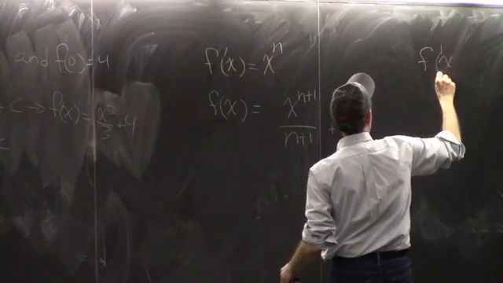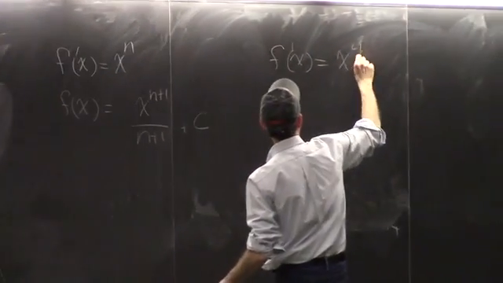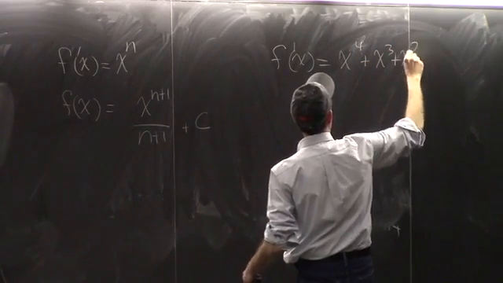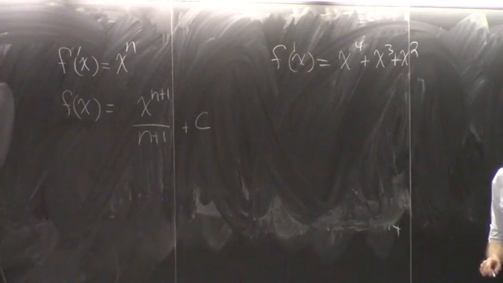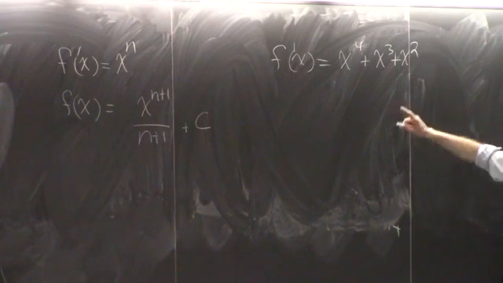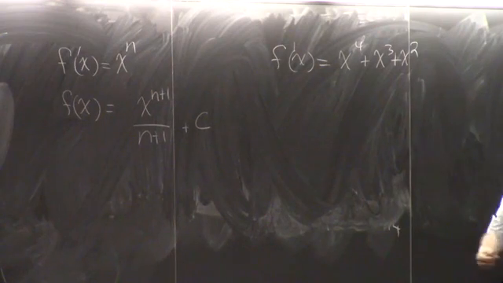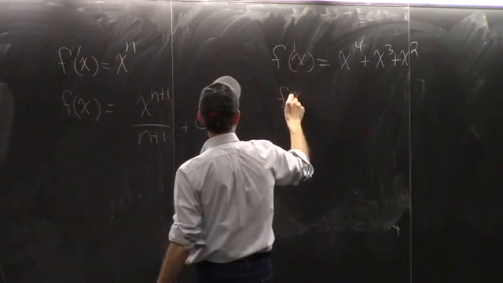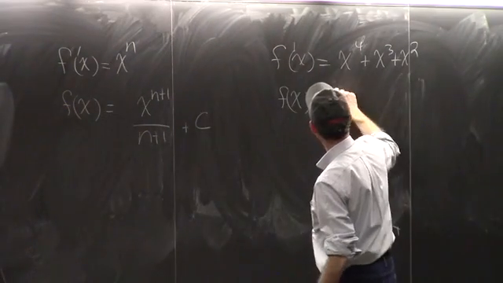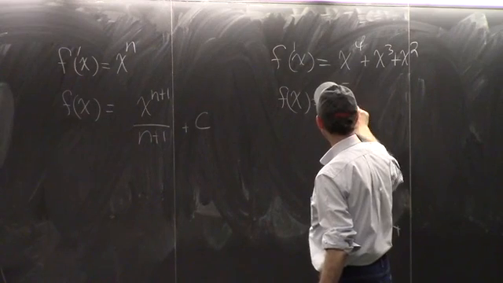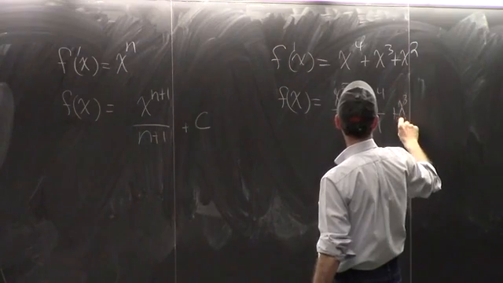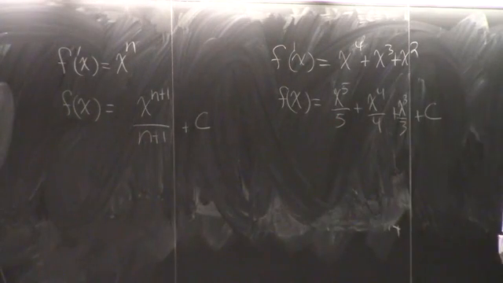So I tell you, if you know that the derivative of a function is x to the 4th plus x to the 3rd plus x squared, what's the original function? Well, you're going backwards. You say, well, it's x to the 5th over 5, plus x to the 4th over 4, plus x to the 3rd over 3, plus a constant. We got that.